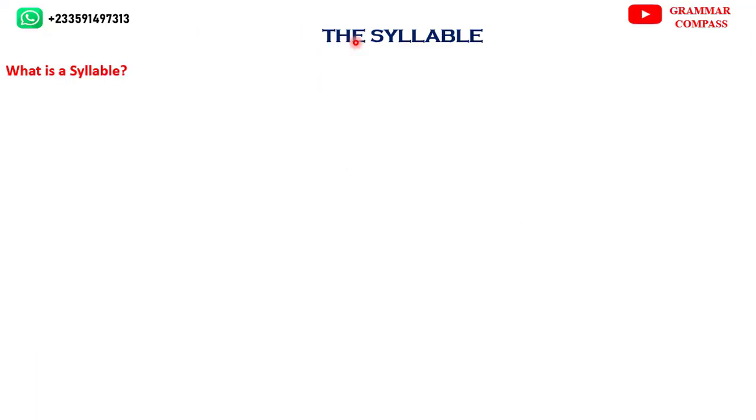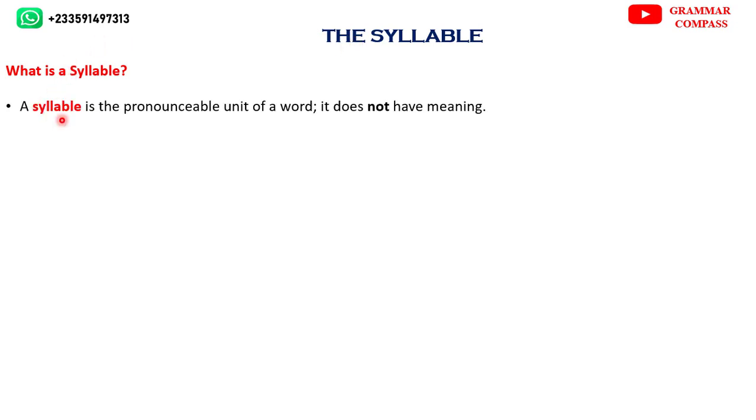The syllable. What is a syllable? Simply, a syllable is the pronunciable unit of a word. It does not have meaning. What is the meaning of pronunciable unit? You do not need to pause and continue the syllable. We pronounce syllables in just one breath.